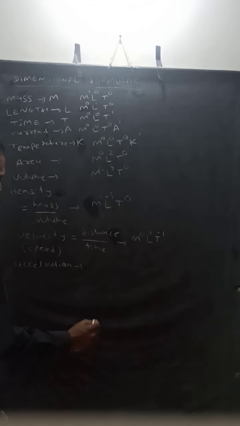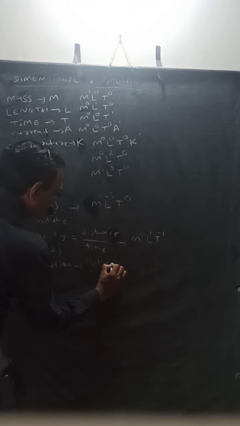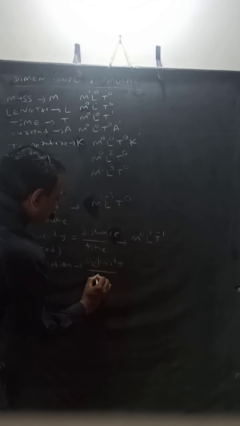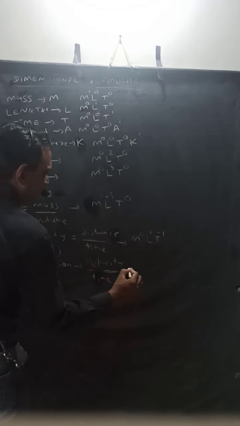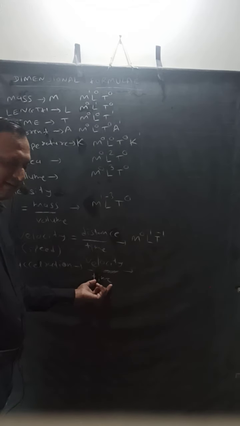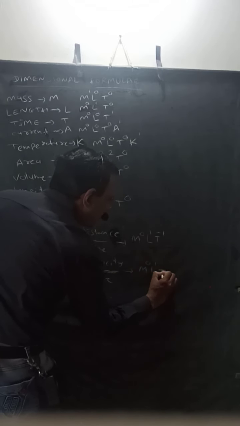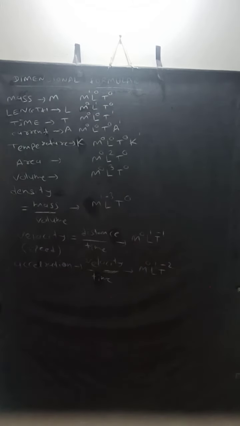This is what? Ratio of velocity and time. So dimensional formula of acceleration is what? Velocity is here, time is T1. So simplify, M0 L1 T minus 2.